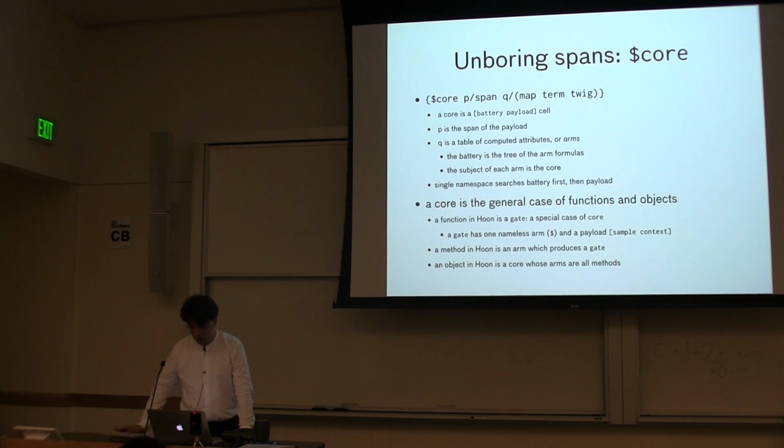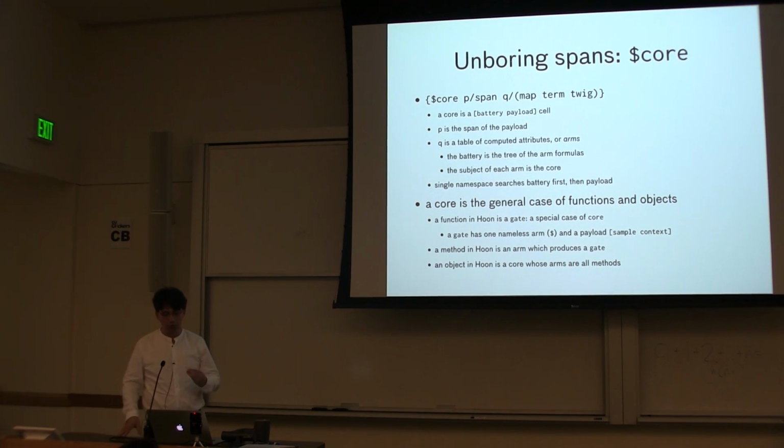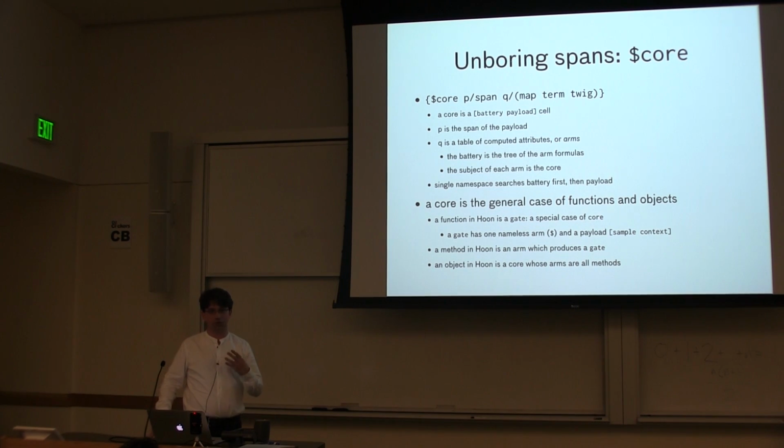It's not perfect. I think the most interesting span, and remember a span is describing a set of nouns, the most interesting one is core, which is essentially an object, or an object in a very broad and general sense. It's actually the general case of objects and functions and a lot of other things which you don't really have a name for. A core is a cell. The head of the cell is a battery, which is either one formula or a tree of formulas. Remember, a formula is just a Nock function. The tail is a payload, which is basically any noun.